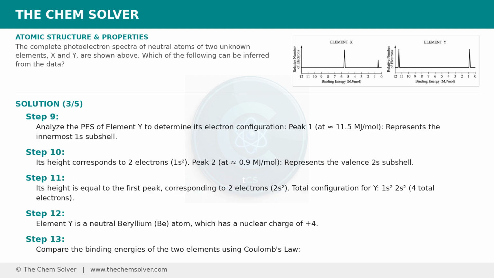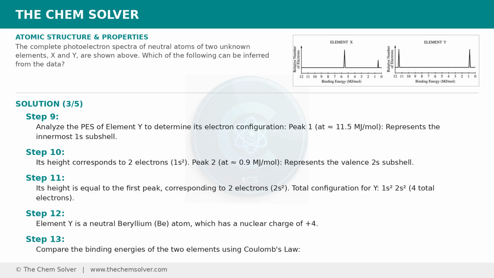Analyze the PES of element Y to determine its electron configuration. Peak 1, at approximately 11.5 MJ/mole, represents the innermost 1s subshell. Its height corresponds to 2 electrons, 1s².